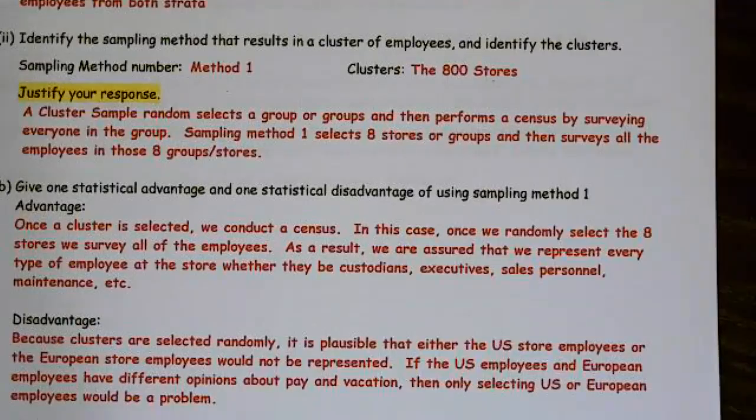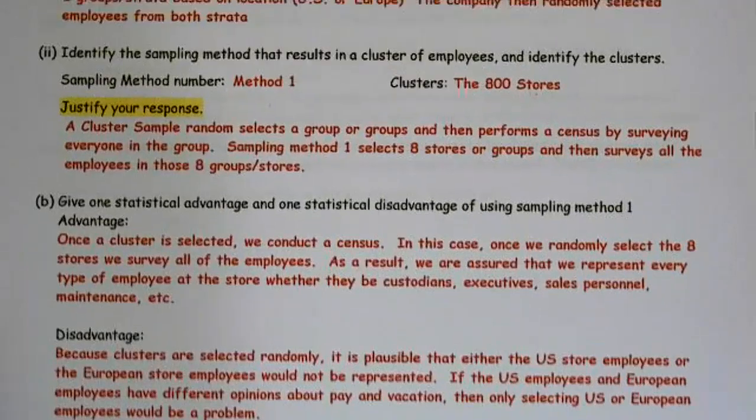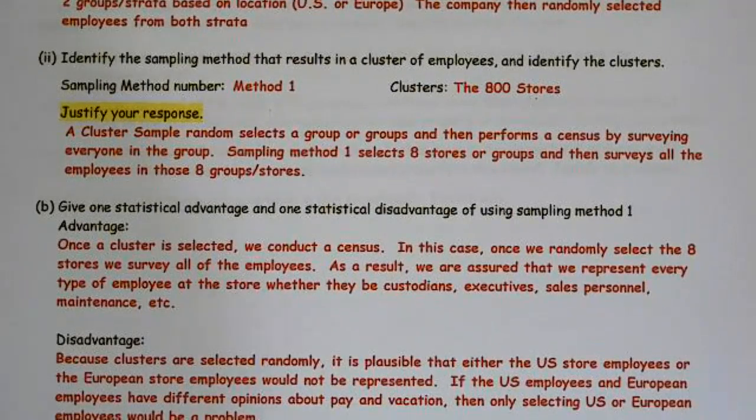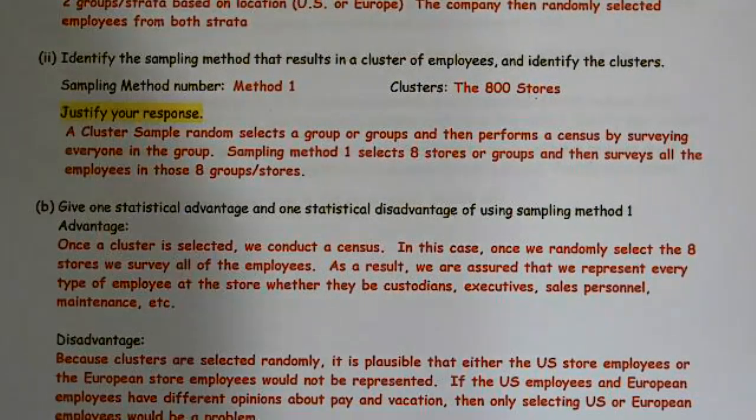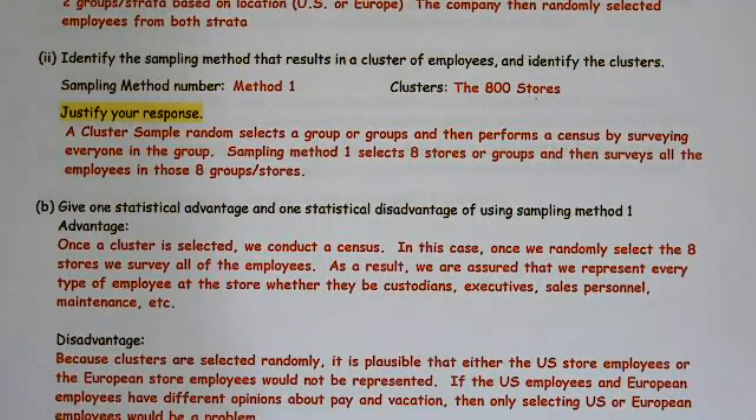On part B, we had a really good question come up. It says, give one statistical advantage and one disadvantage of using sampling method 1. And the question was, could we say no bias is an advantage? The cluster sample and the stratified sample, neither one of them are biased, all right? There's not a systemic problem with it.